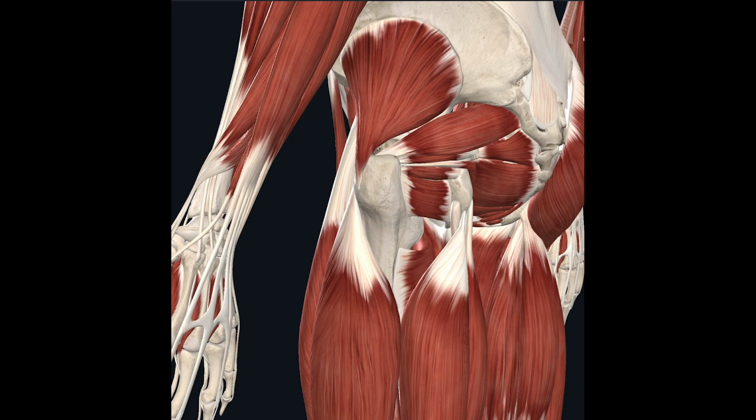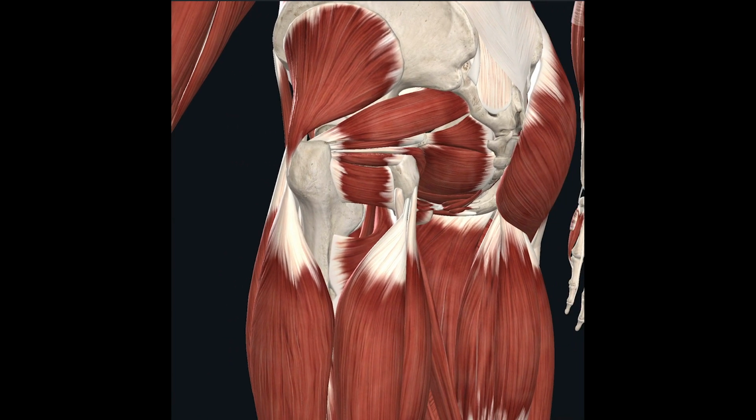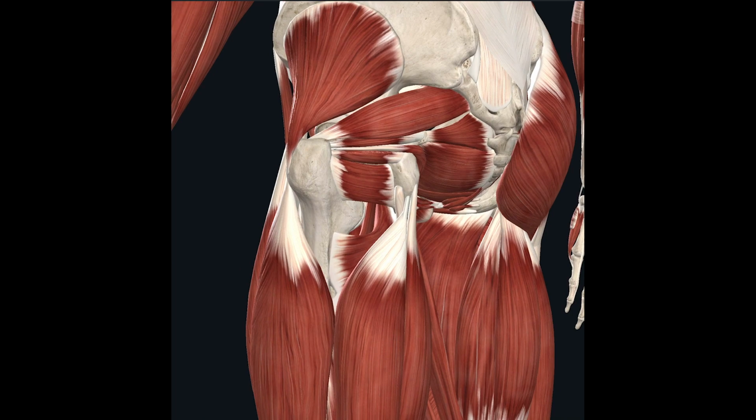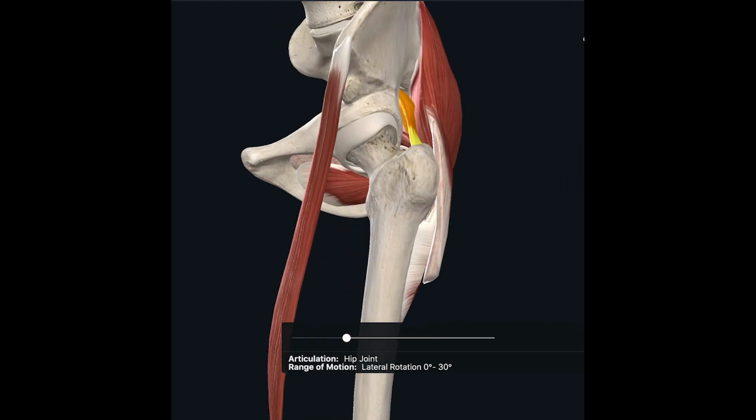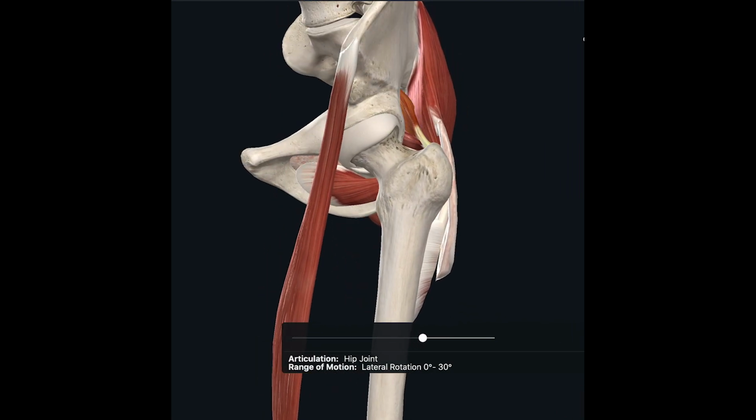And then the last muscle of the gluteal muscles is the piriformis. And this is the piriformis. So it sits deep to the gluteus maximus. And based on its orientation in the thigh, it's going to cause a lateral rotation. So again, we looked at lateral rotation, but here it is close up.